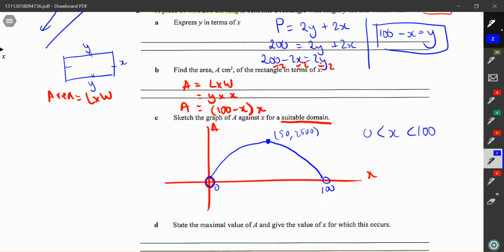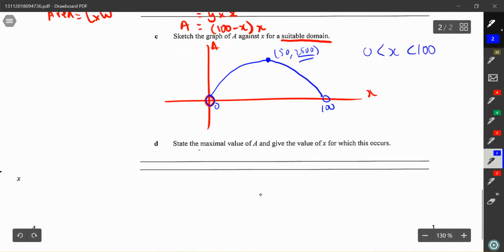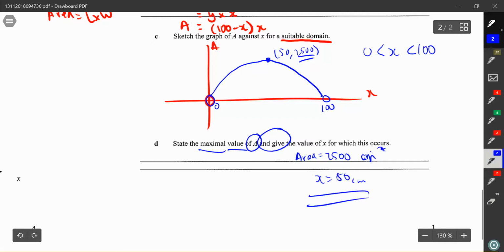So here, your answer should be 2,500 when they're asking you to state the maximal value of the area. Clearly the area has to be 2,500 squared units. I can't remember if it was centimeters squared, is it? Squared centimeters. Okay? And it says give the value of x. We found the value of x. 50 centimeters. There you go.